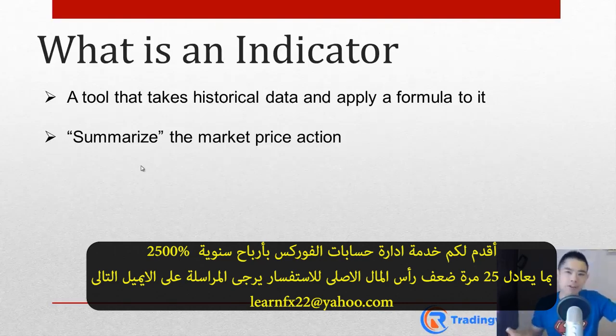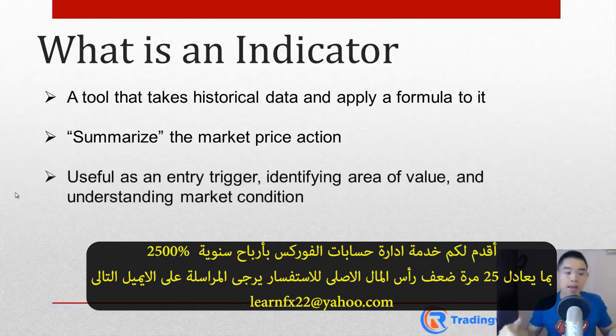If you think about a moving average, what does it do? It simply summarizes the past prices to tell you whether the market is in an uptrend, range, and stuff like that. So an indicator gives you a quick summary of what's going on in the market. It can be used as an entry trigger, to help you identify an area of value, and to help you understand market conditions. So indicators are useful, if you know how to use them correctly.